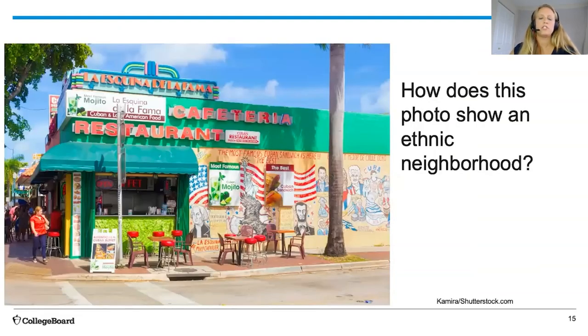So let's switch to how we can use cultural landscapes to look at ethnic neighborhoods. So how does this photo show an ethnic neighborhood? This is a photo that's taken in Miami, but it looks like it could have been taken in Cuba because this is actually in Little Havana. And you see this sign in Spanish and you see these traditional Cuban food and drinks that are available to be sold at this place. So this shows that this group of people, Cubans specifically, live in this area.